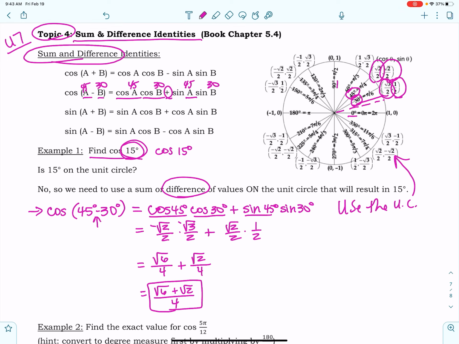Could I find the decimal answer in my calculator? Absolutely, but that's not what we're doing. We're finding exact values from the unit circle. That is what we're doing. Okay, so that is just kind of an overview of Topic 4. I'll do the other examples on another video.